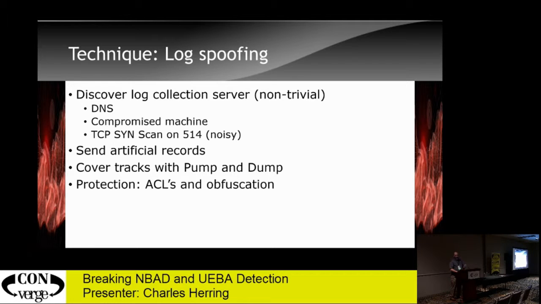Of course, ACLs are important here, going back to not allowing any guest network machine to get to your logging server would be a great way of doing this, and then not disclosing where those things are on the network through obfuscation is another approach.